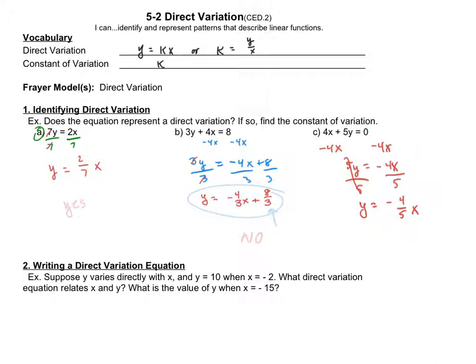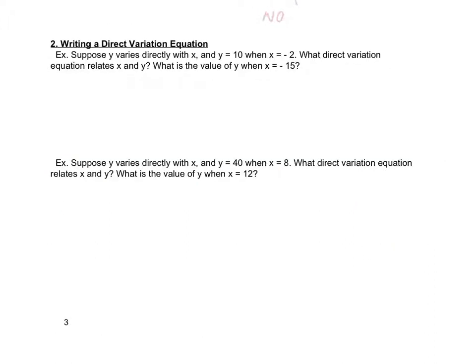As we keep going, it says writing a direct variation equation. The example says, suppose y varies directly with x. That can also be written as y varies directly with x. And now it says y is 10 and x is negative 2.